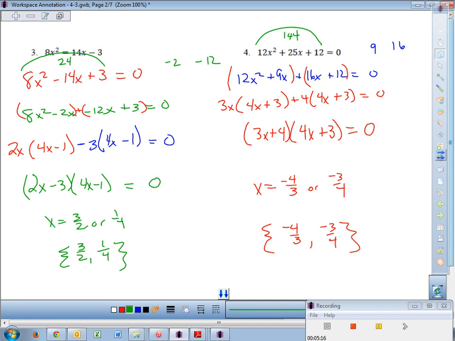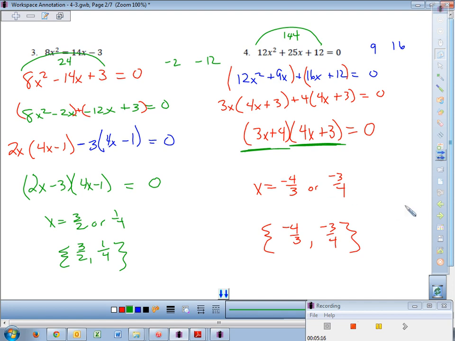Hey, question for you. See these? Are those conjugates of each other? 3x plus 4 and 4 plus 3. Are those conjugates of each other? What are conjugates of each other? If this one's 3x plus 4, the conjugate of 3x plus 4 is 3x minus 4. It's got the exact same thing, minus the signs.